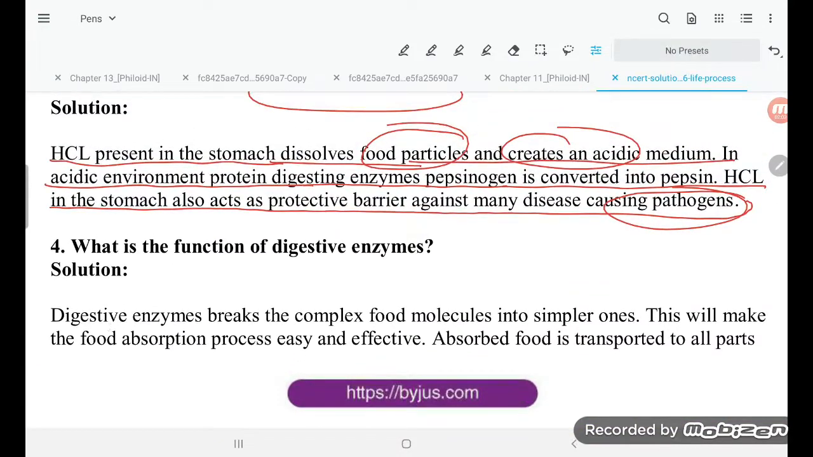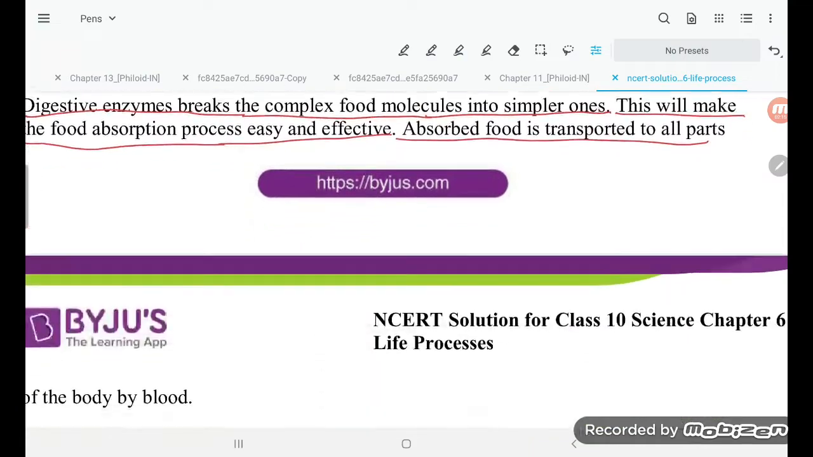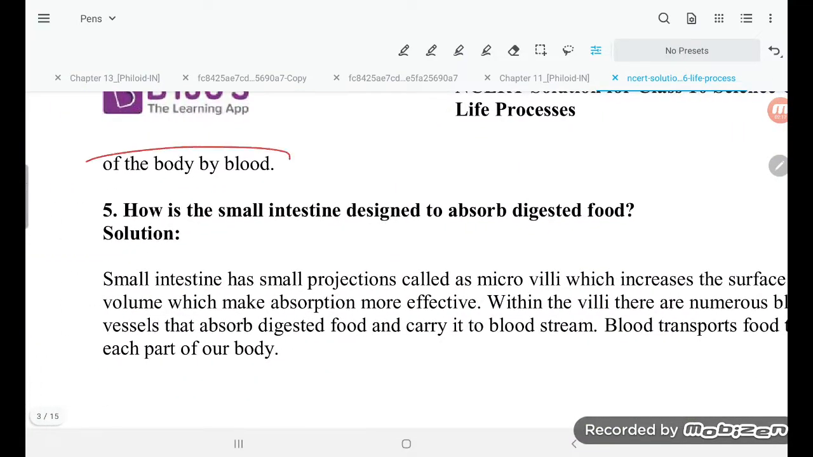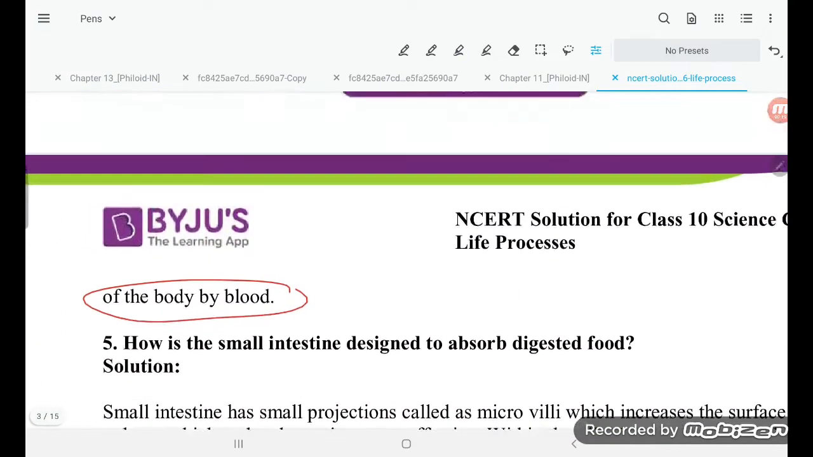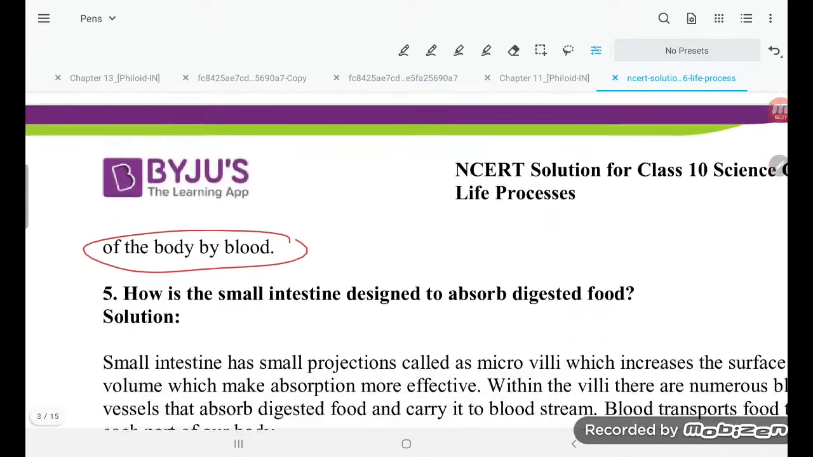What is the function of digestive enzymes? Digestive enzymes break the complex food molecules into simpler ones. This makes the food absorption process easy and effective. Absorbed food is transported to all parts of the body. So the role of enzymes is to digest the food. So this is the answer.